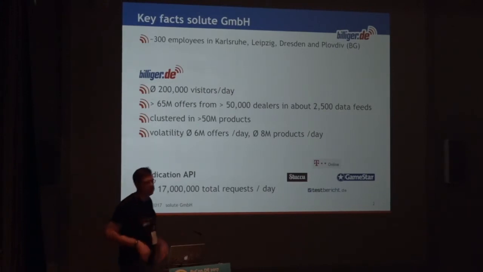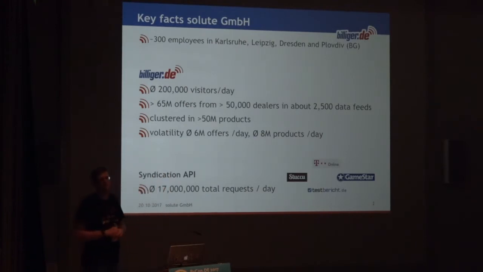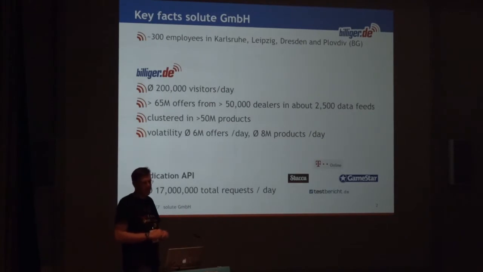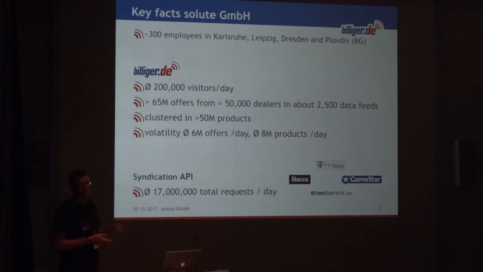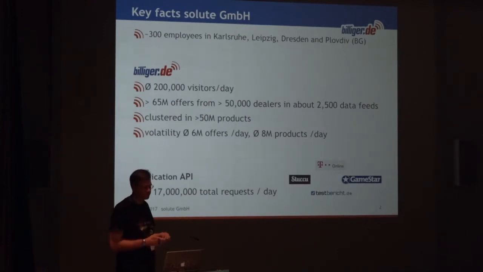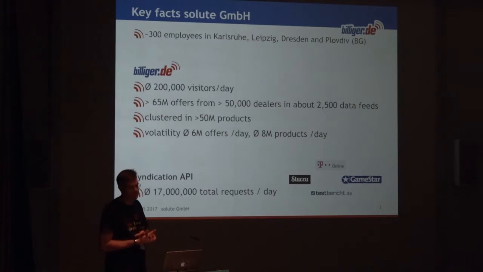As I said already, our main business is the price comparison site billiger.de. We have about 200,000 visitors per day. From the data side, we have about 65 million offers. They're currently ramping up because we are approaching Christmas. So we have about 65 million offers, about 50,000 dealers, and 2,500 data feeds. There's quite a number of marketplaces, as you can see.